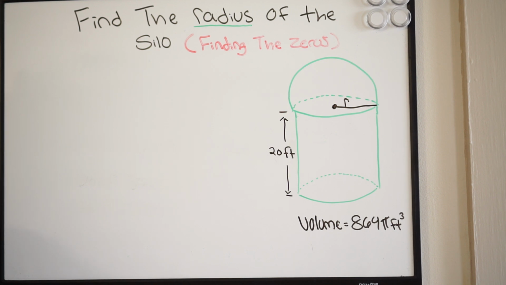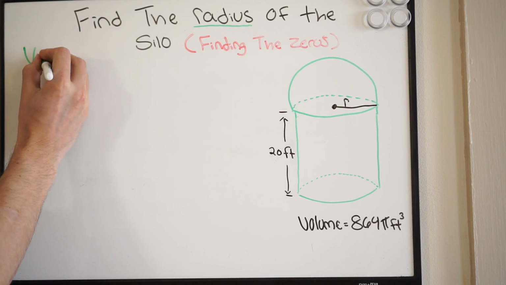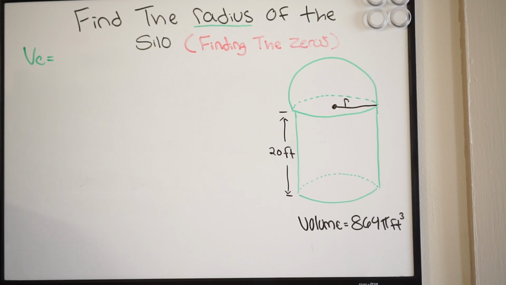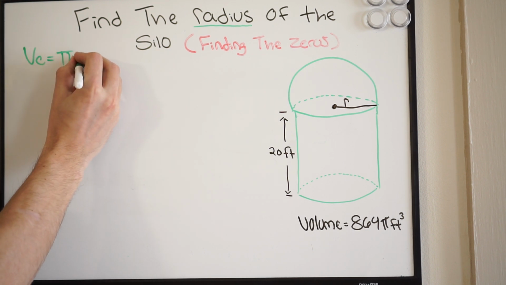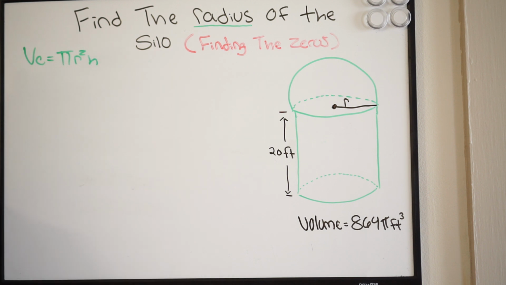In order to do that, we need to know what the volume of a cylinder is and what the volume of a hemisphere is. Well, the volume of a cylinder, I'm going to write it as VC, is going to be equal to pi radius squared times the height.